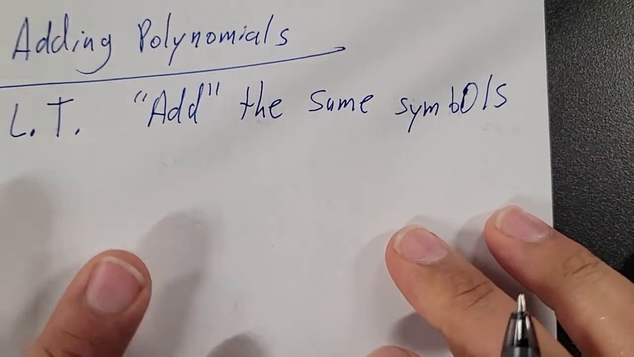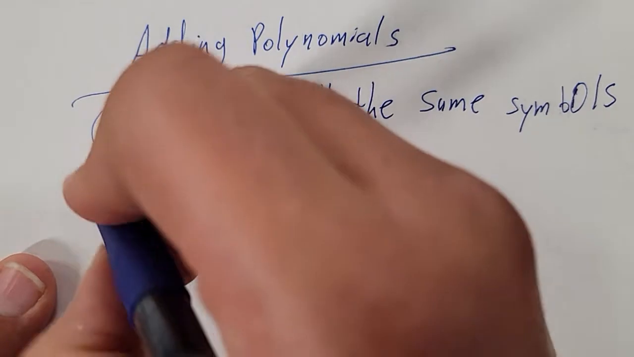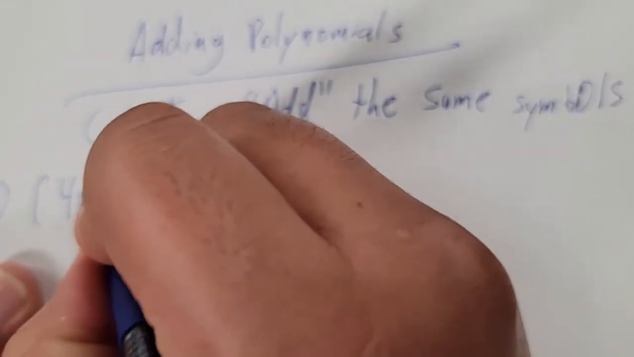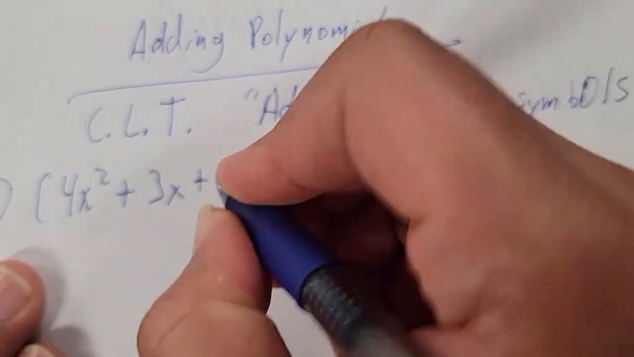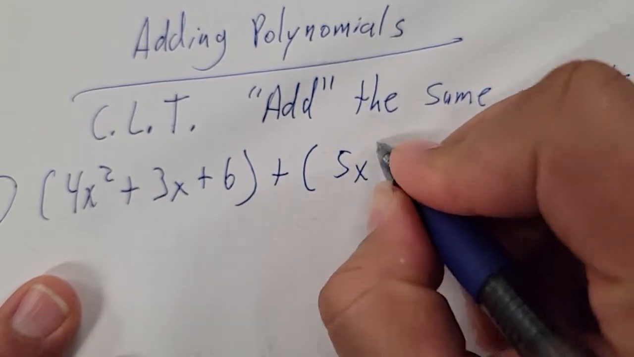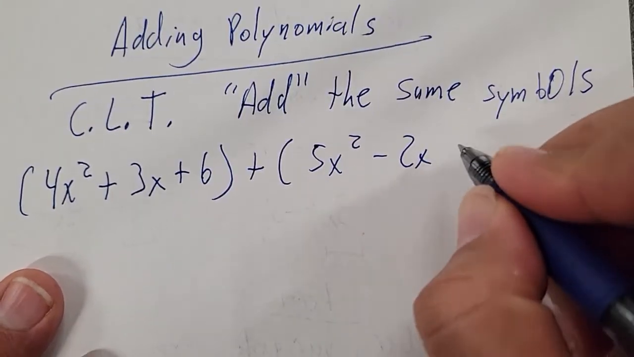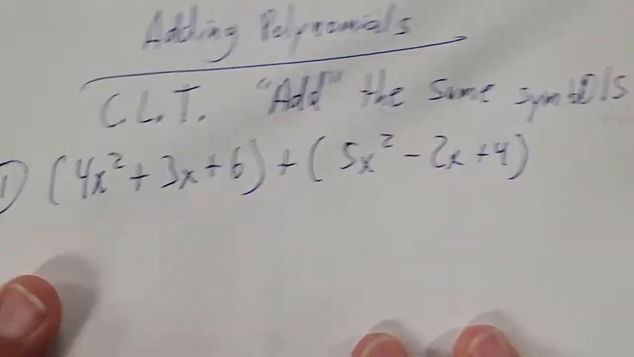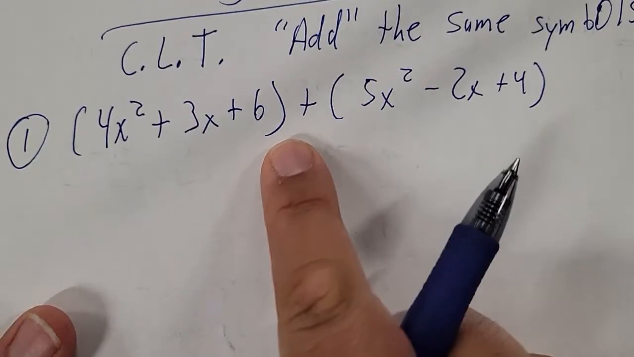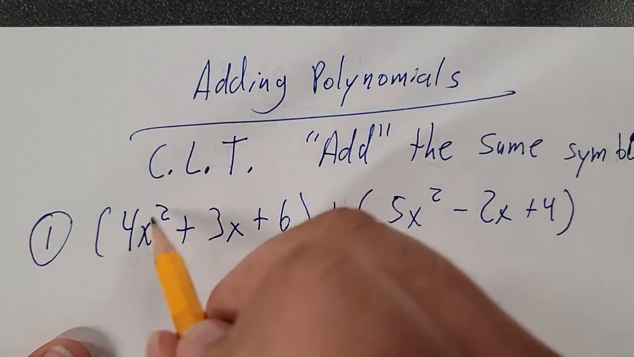Oh, I messed that up. Add the same symbols. Sorry about that. So let's just do some examples here. 4x squared plus 3x plus 6, parentheses, plus 5x squared minus 2x plus 4. The important thing is we have a plus sign in the middle. All right, this is not the box method. This is just adding. So what we're going to do is look for the ones that have the same variables.